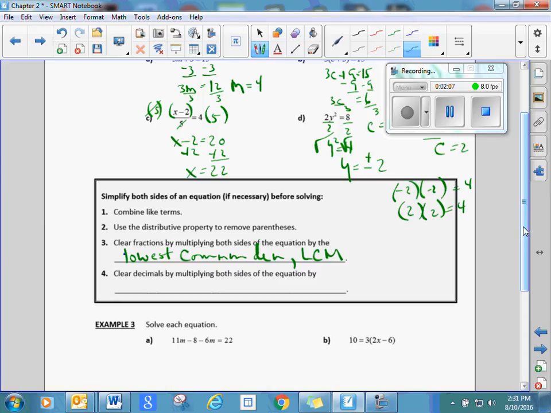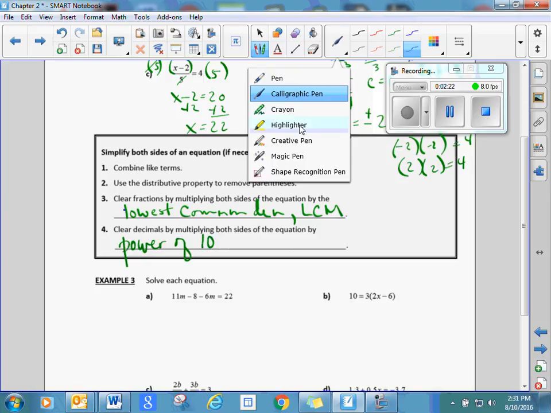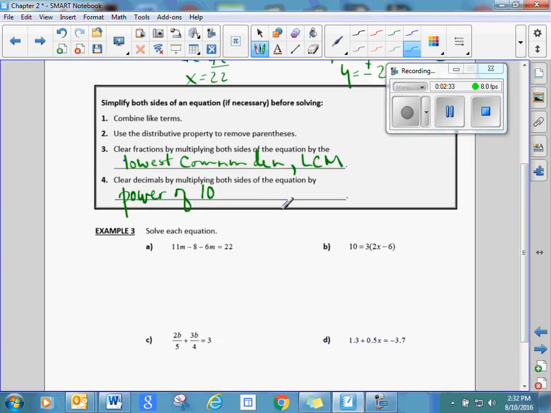They're not very much fun to deal with, especially if you don't have a calculator. In order to clear a decimal from a fraction, you need to multiply through by a power of 10. So you can be multiplying through by 100, you can be multiplying through by 10, just depending on how many decimal places you have to clear. That will let you know what power of 10 you have to multiply by.